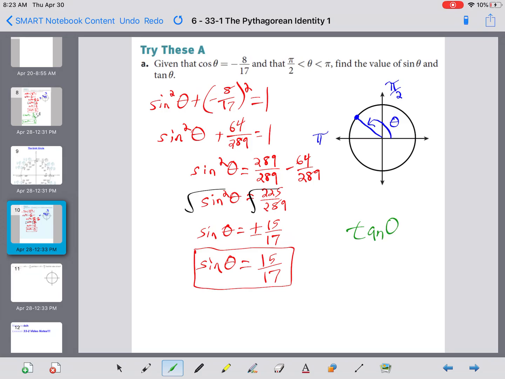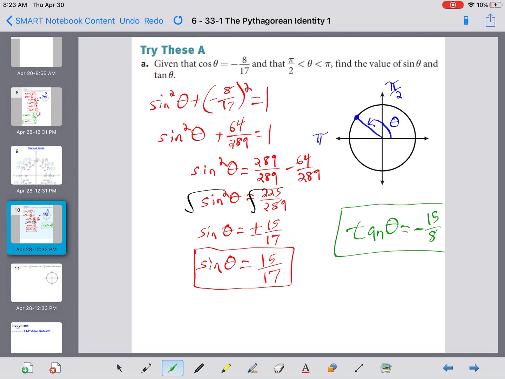Now, for the tangent, you can try this one on your own. Take the sine ratio, divide it by the cosine ratio. We're going to get a negative, and the 17s are going to cancel out. So you're going to get negative 15 over 8. Negative 15 over 8. And that's the tangent.